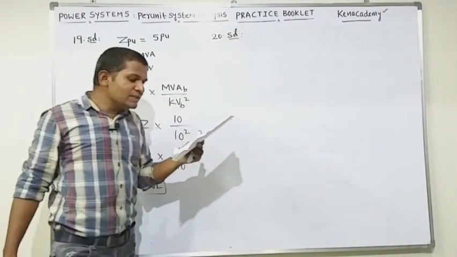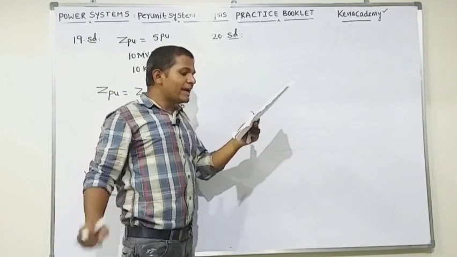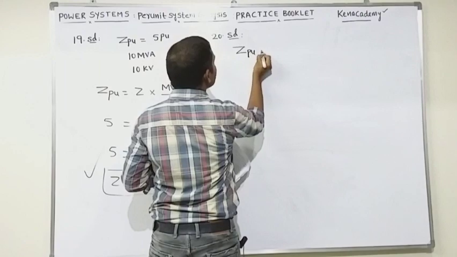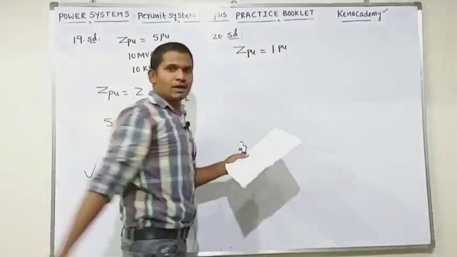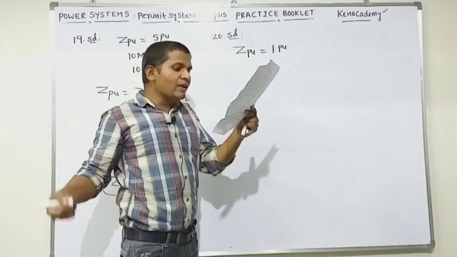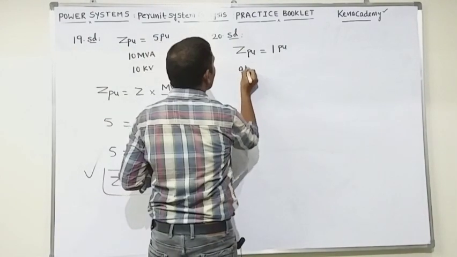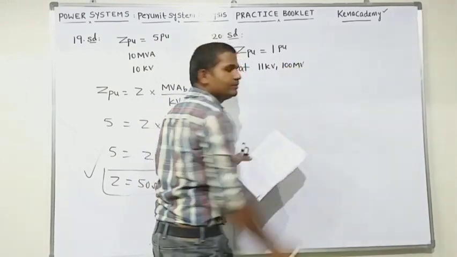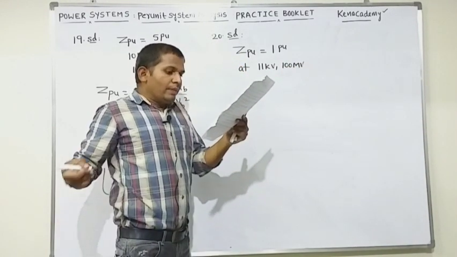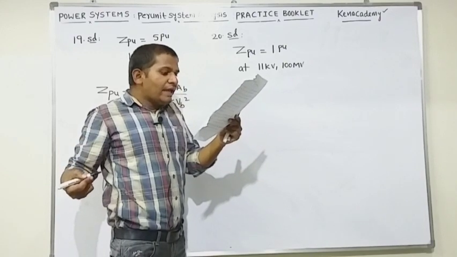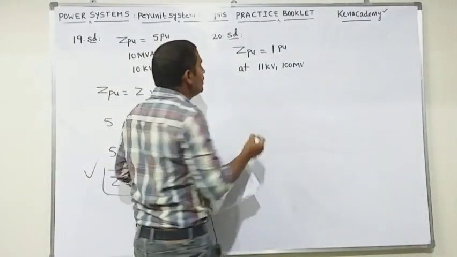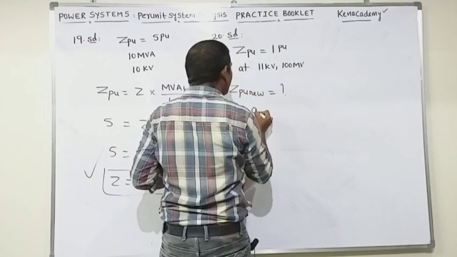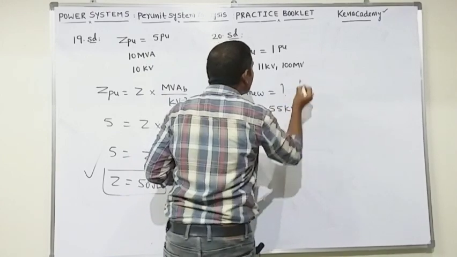This is the AP Gen Code 2012 question. A transmission line has 1 per unit impedance on a base of 11 kV, 100 MVA. Then on a base of 55 kV, what is the new value of per unit impedance? At a base of 55 kV.